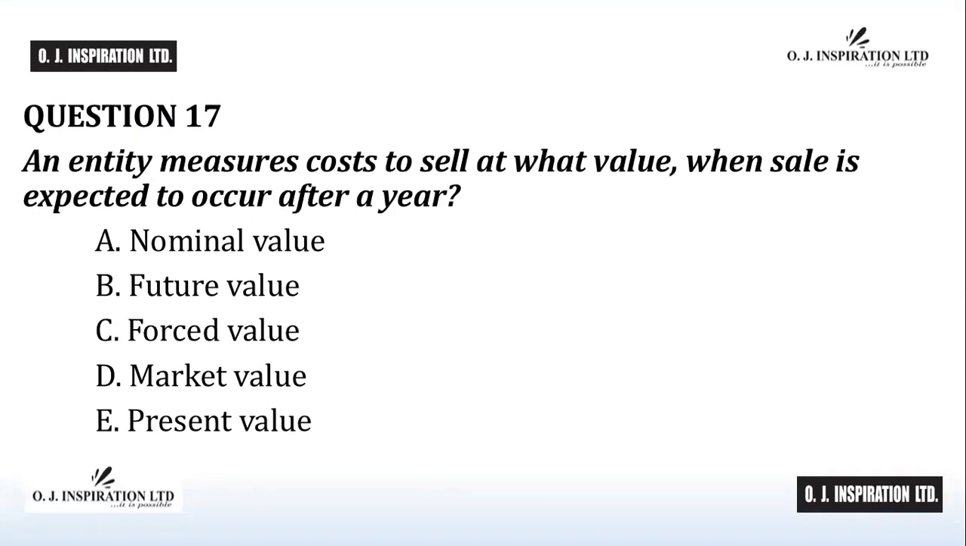Question number 17. An entity measures cost to sell at what value when sale is expected to occur after a year? A, nominal value. B, future value. C, fourth value. D, market value. E, present value.